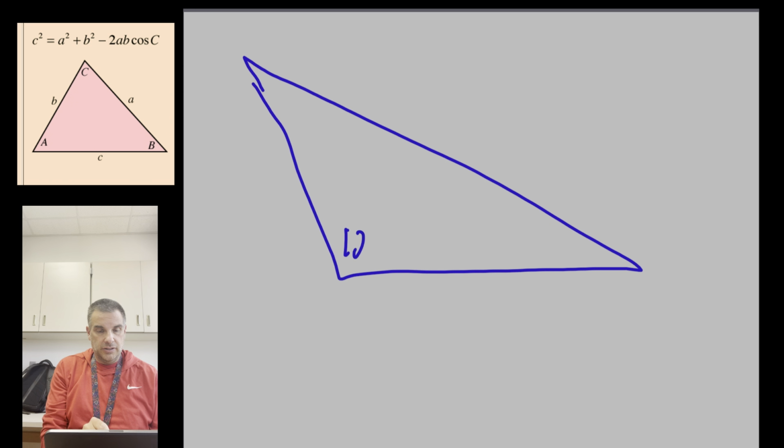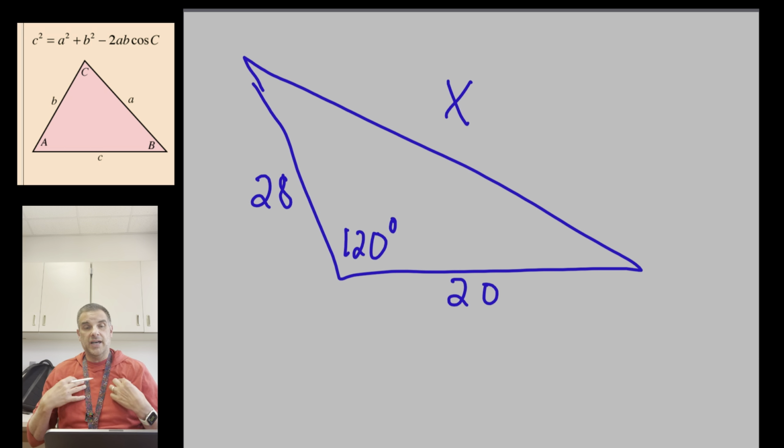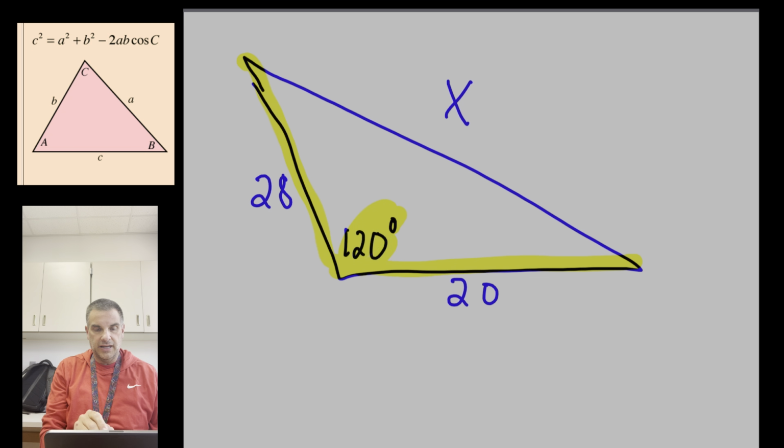Let's go 120 degrees. Let's go 28, and let's go 20. And we want to find the value of x. So if you want to pause it at this point, go ahead, pause it. You can do the problem yourselves, and then when you get it done, hit play. I'm going to go right now. So first we check we've got side, angle, side. We've got side, we've got angle in the middle, and we've got side, so perfect.